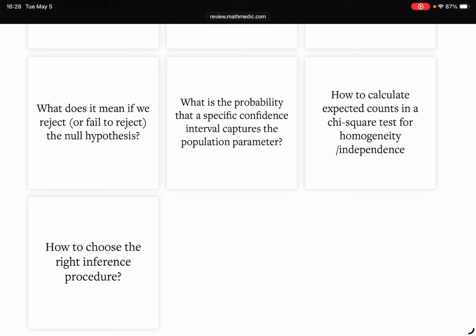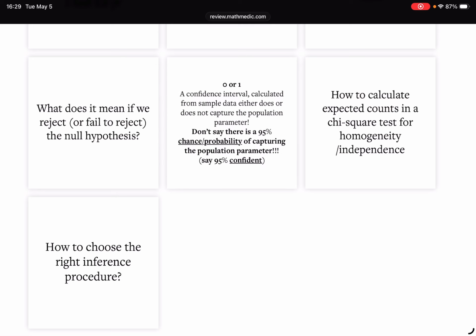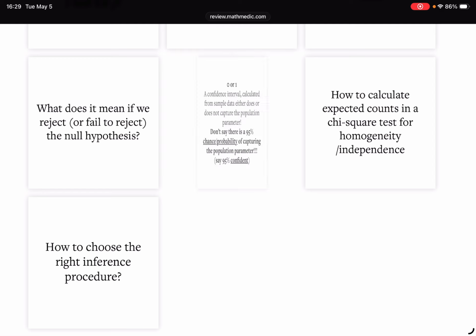What is the probability that a specific confidence interval captures the population parameter? So it's either going to be 0 or 1. A confidence interval calculated from sample data either does or does not capture the population parameter. Don't say that there is a 95% chance or probability of capturing the population parameter. We just say that we are 95% confident. We always say we're blank percent confident.